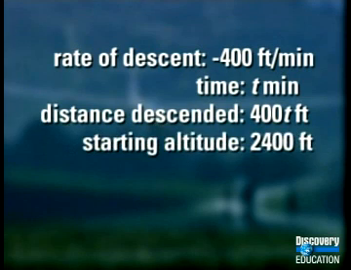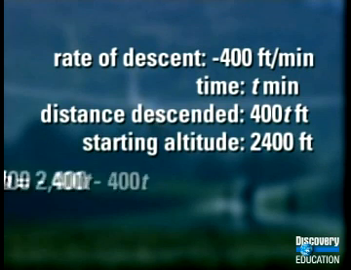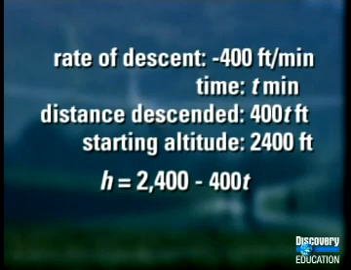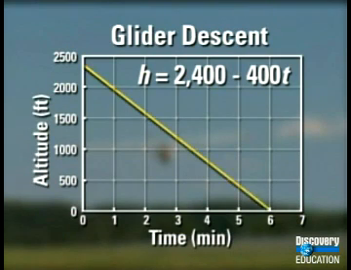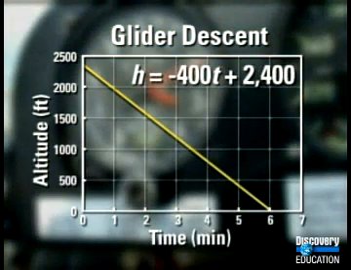If you started tracking its altitude at 2,400 feet, you could relate its altitude in feet above the ground to time using this equation. H is the altitude in feet, and t is the time in minutes after you started tracking it. Graph the altitude on the y-axis against the variable for time on the x-axis, and you get a straight line. Here's the equation again, with the expression on the right having the term with the variable first. It's in the form ax plus b.